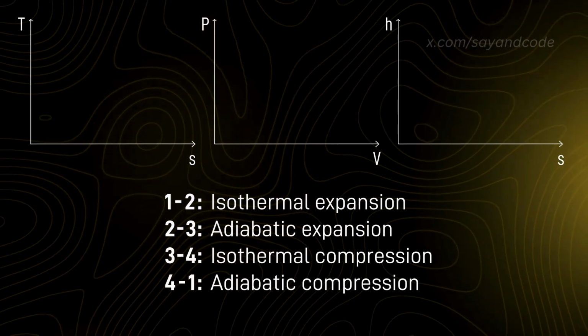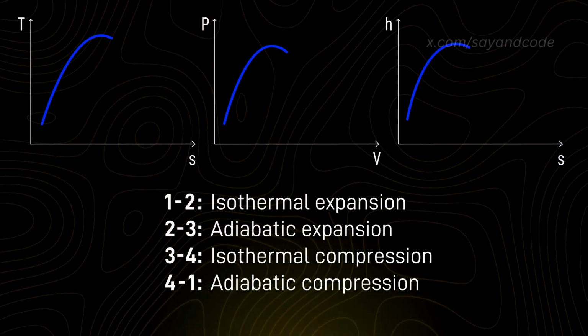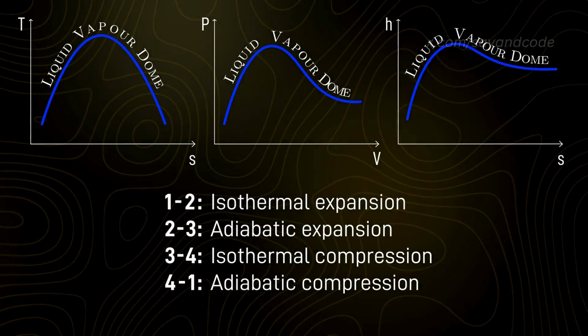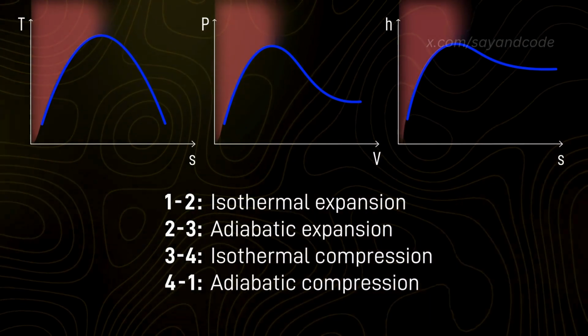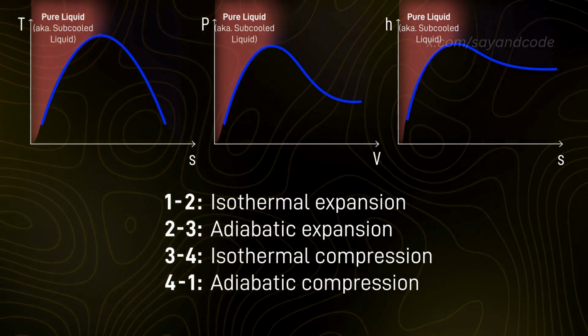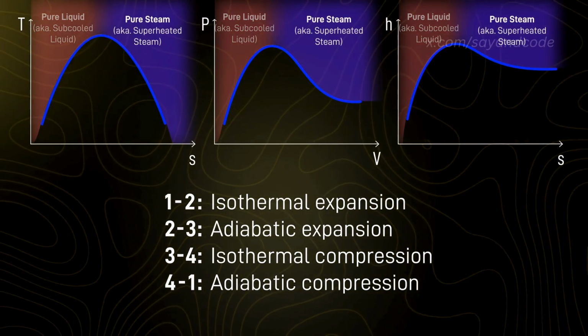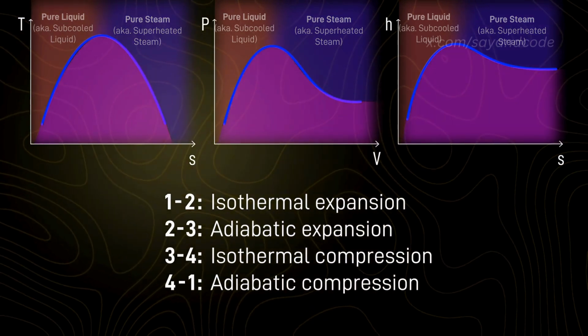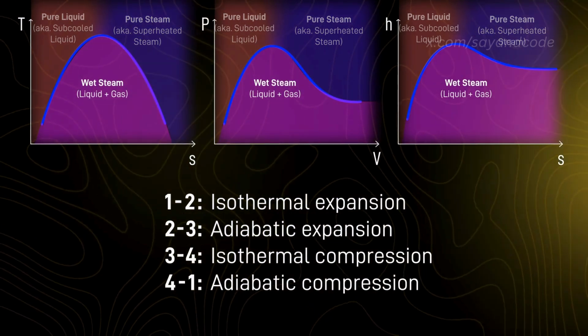Since we're dealing with steam as the working fluid, we can draw the liquid vapor dome on all 3 graphs. Anything to the left of the dome is pure liquid. Anything to the right is pure steam. And anything underneath the dome is a mixture of liquid and gas phase.